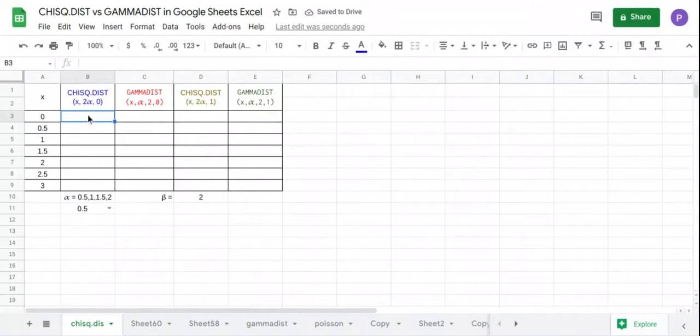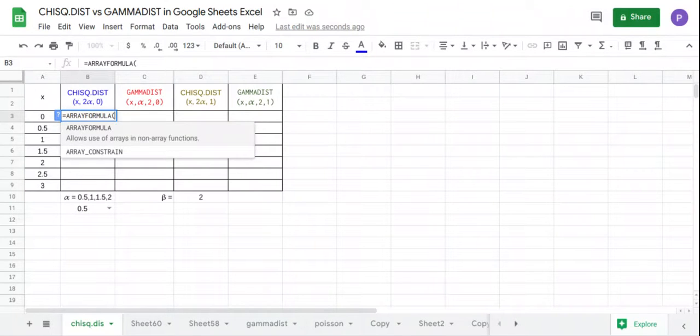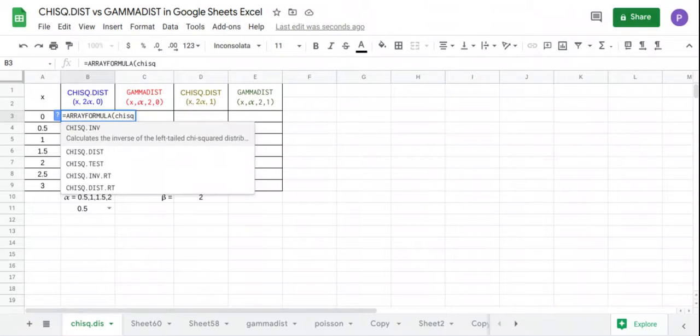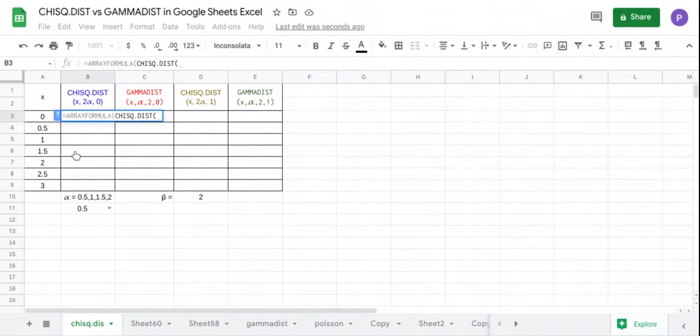So for the dataset of the CHISQ.DIST probability density function, we enter an array formula: CHISQ.DIST of the value of x, comma, 2 times alpha, comma, 0, because this is the probability density function.